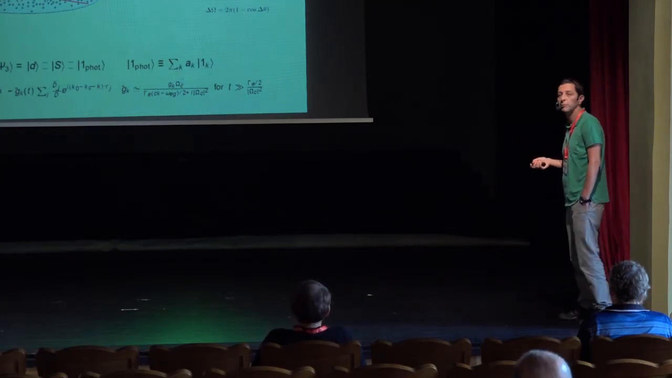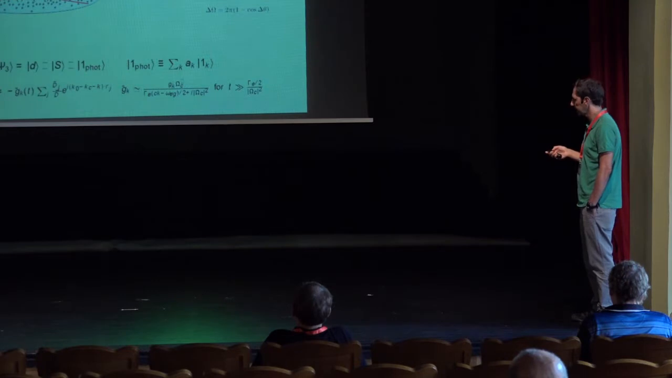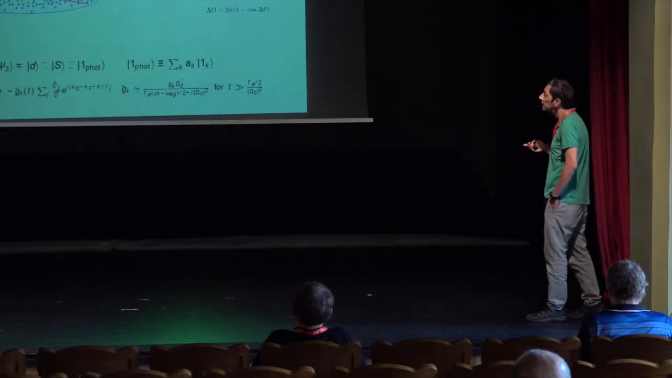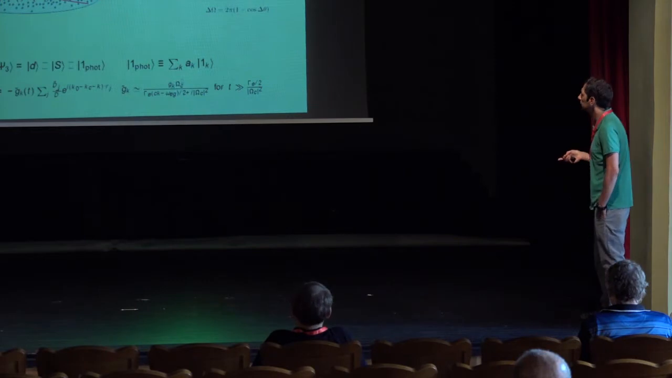The whole process can be repeated. So you can excite the atom again, and repeat this process over and over. So you have a deterministic source of single photons, or nearly deterministic source of single photons. Okay.